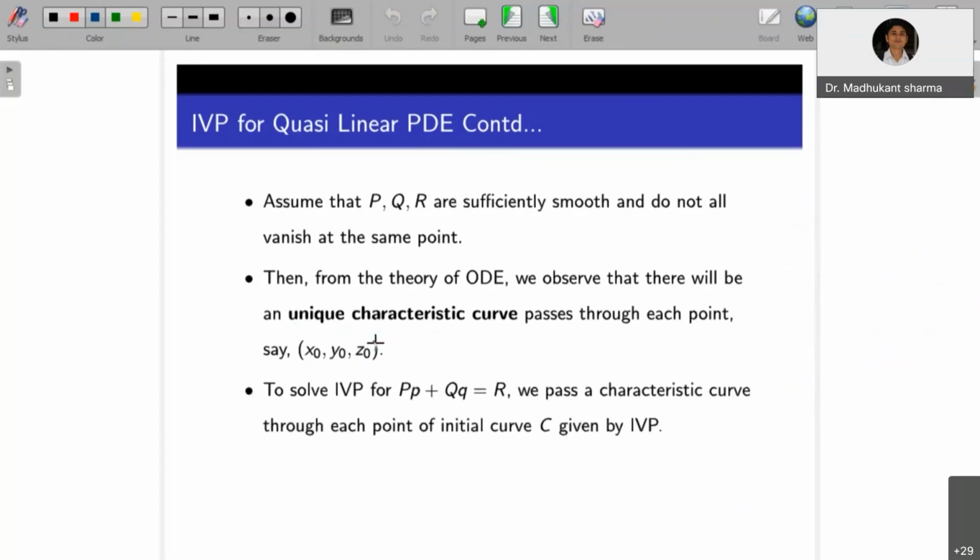Now, if you want to solve this IVP, Pp plus Qq equals R, we pass a characteristic curve through each point of the initial curve C given by the initial value problem. These curves generate an integral surface, which is the solution of the IVP. So all these curves, taken together, generate a surface which we call the integral surface, and it will be the solution of the IVP.